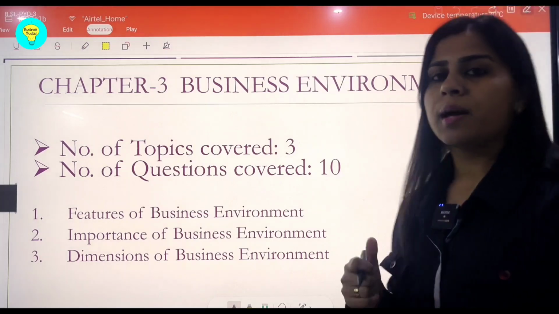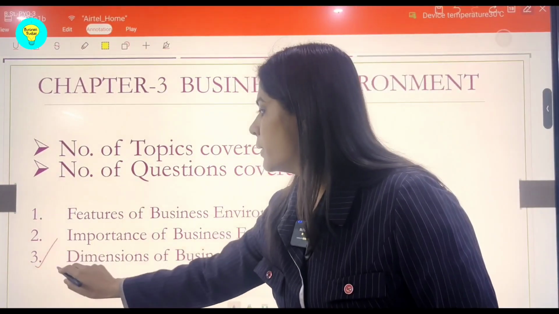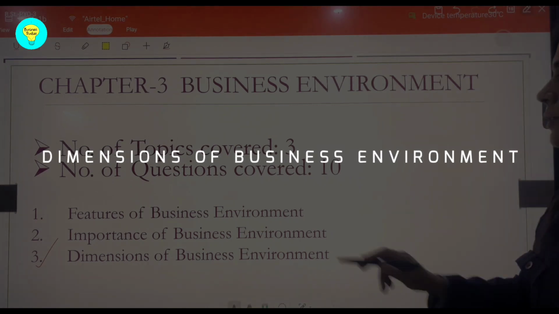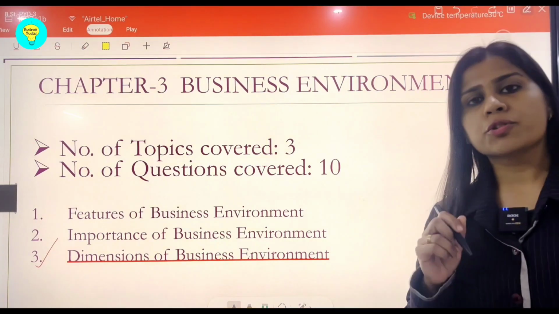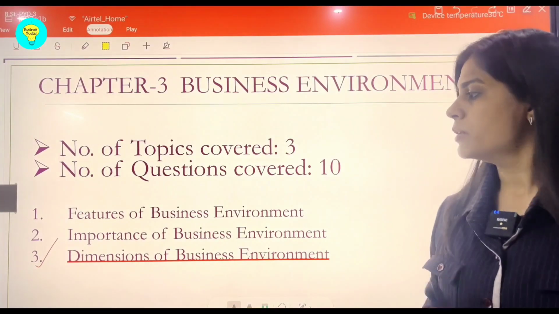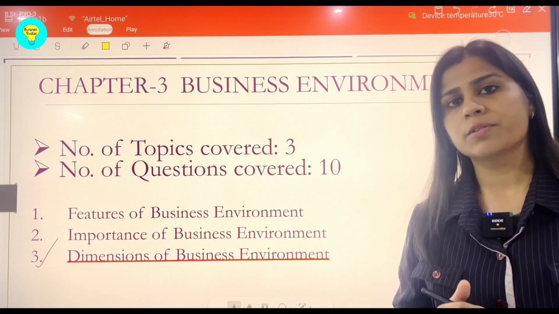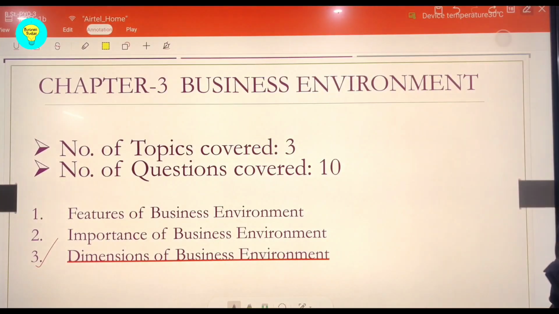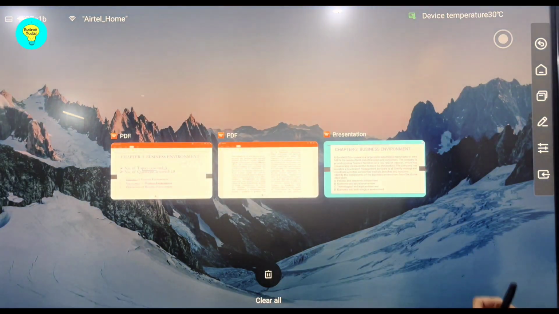Now coming to the last segment of this chapter, students, we are about to cover the dimensions of business environment, which are very important and have been asked with surety over the years. In every year's sample paper, this question on dimensions, various macro environment features and the components has been asked. So let us have a closer look at this topic from NCERT.